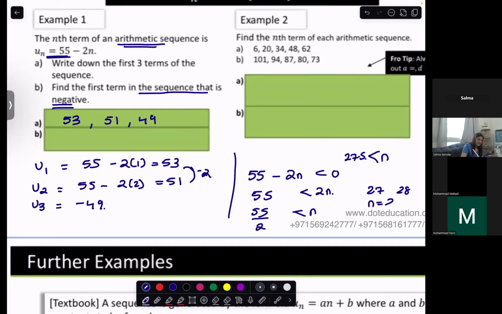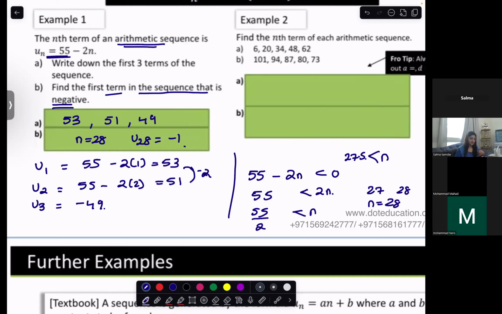So when n is 28, u of 28 is equal to minus 1.5. This is my first term in the sequence that is negative. Okay, go ahead. Example number 2.